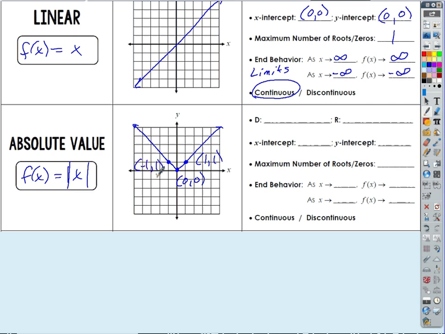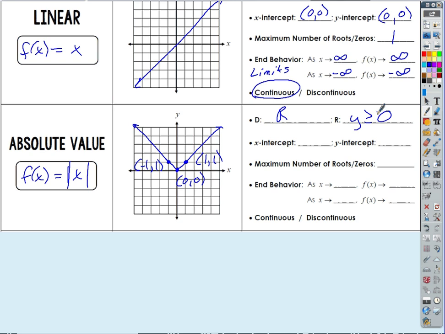Okay, and there's our parent graph, right? It's a V, slopes of 1 and negative 1. What's the domain? All reals. Okay, now what about the range? What's the range going to be of this graph? What about what's y going to be? Greater than or equal to 0. Okay, so there's our range.